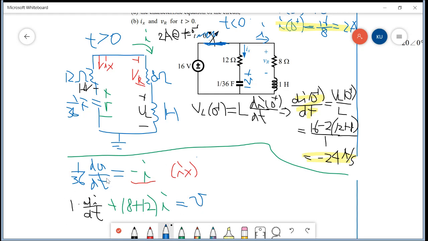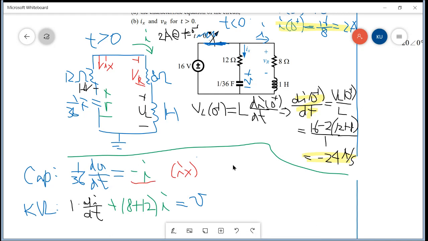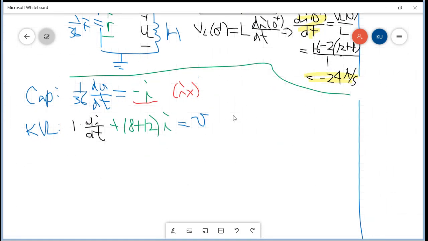This is the IV characteristic of a capacitor. So this is a capacitor. This is a KVL for the whole loop. Okay, so we have two equations with two unknowns. One is V, one is I. So we can simply eliminate one of them, like this.